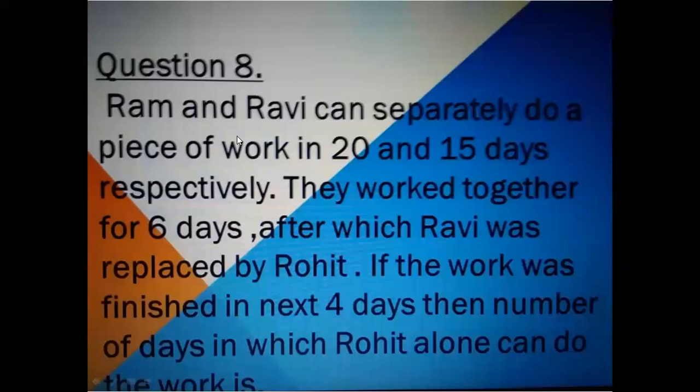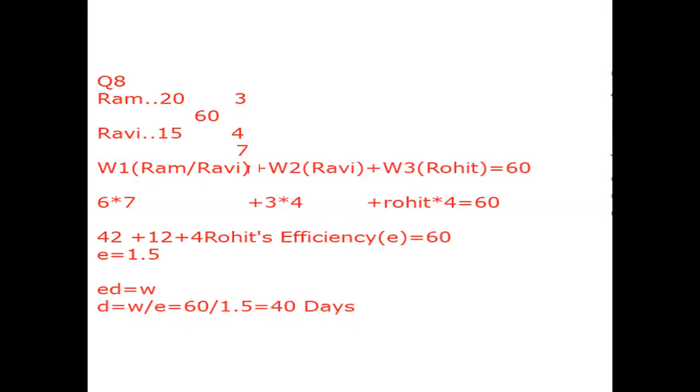Now they are saying after 6 days, Ravi was replaced by Rohit. So Ravi left and Rohit came. Now the work was finished in the next 4 days. You have to find the number of days in which Rohit can do the work. So you can say the work done by Ram and Ravi in 6 days, and work done by Ram in 4 days, and work done by Rohit in 4 days, that is equal to 60, the total work. So just use the formula E times D equal to W.